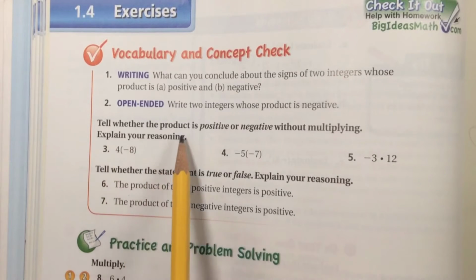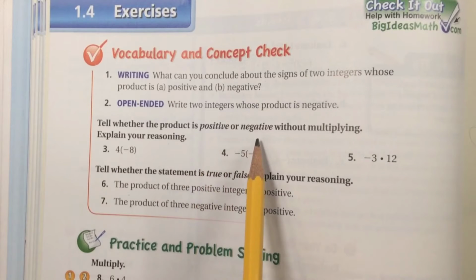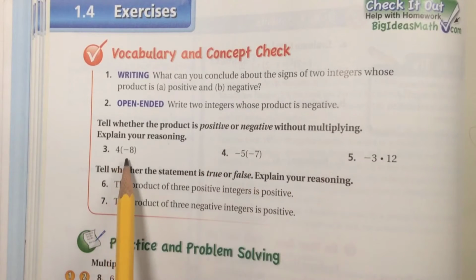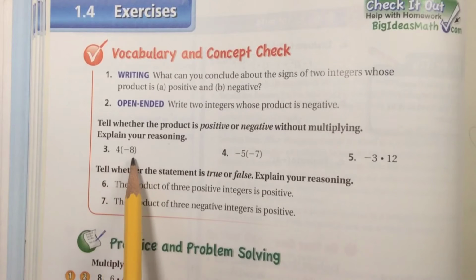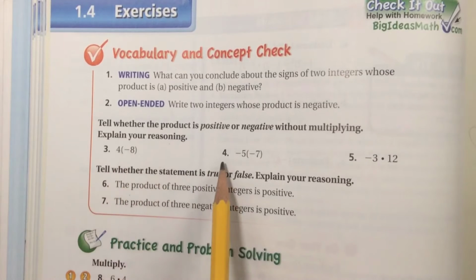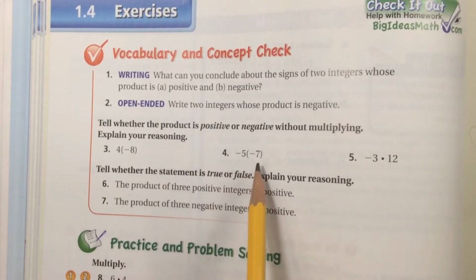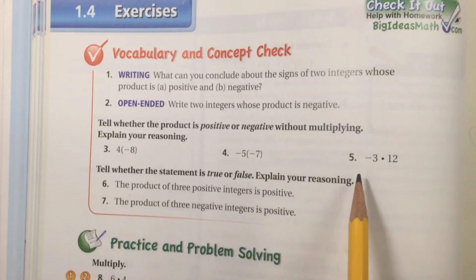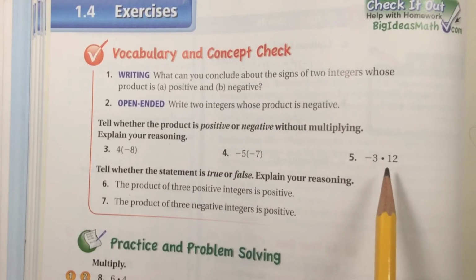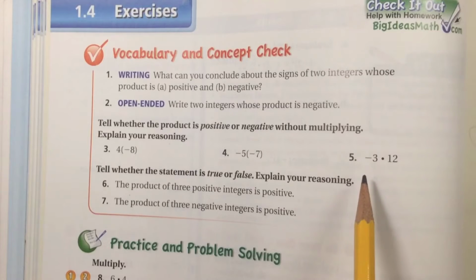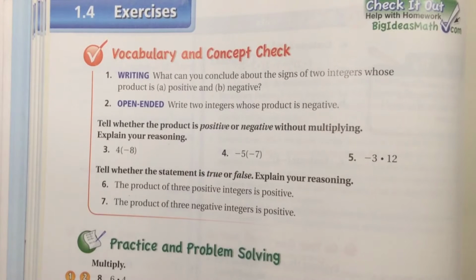Here it says tell whether the product is positive or negative without multiplying. So for number 3, it'd be negative. Why? Different signs. For number 4, it'd be positive. Why? Same signs. And for number 5, it'd be negative again. Why? Different signs.